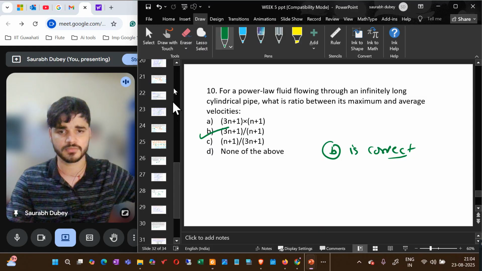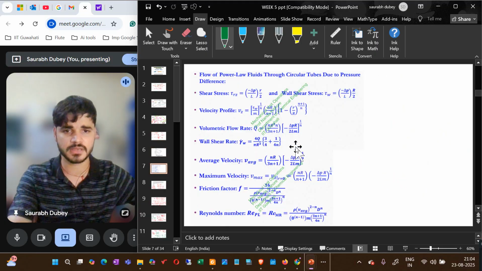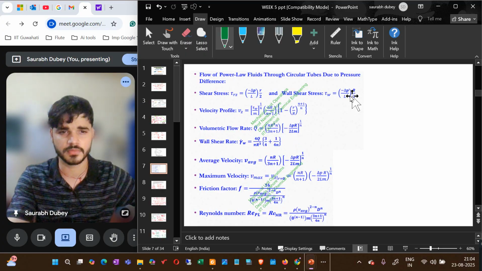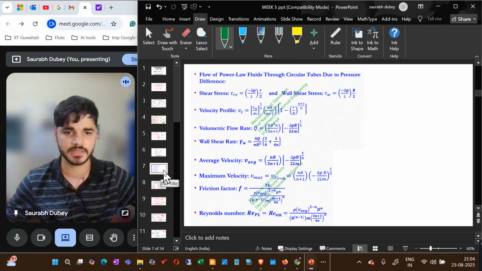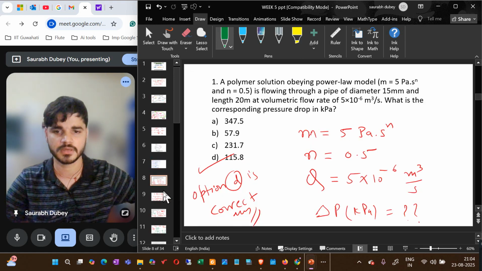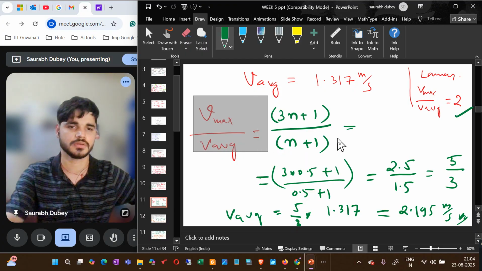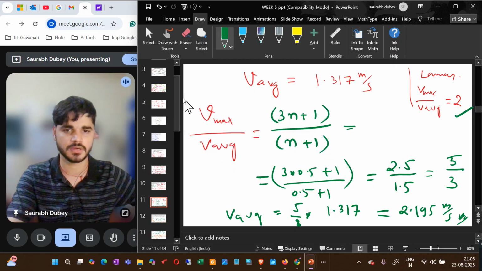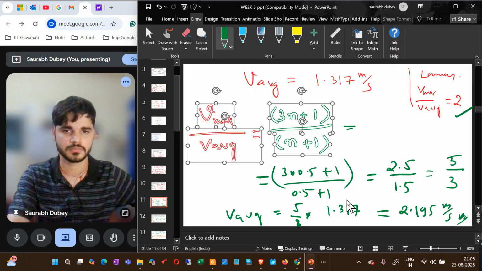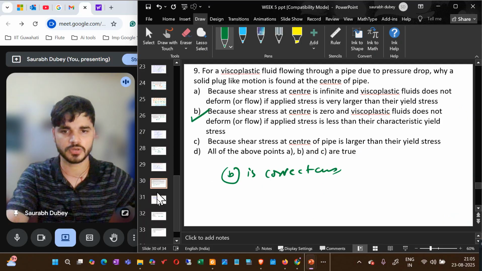So let me just put that equation over here. Rather, I will put all the equations again. These are the expressions that are important in terms of power law fluid. And if you see, the maximum velocity value is there, and the ratio one, I think I have marked it. Yeah, this is the question, so this is the answer to this. I've already solved this question. You can refer to the week one session in order to have a clear decision about this.